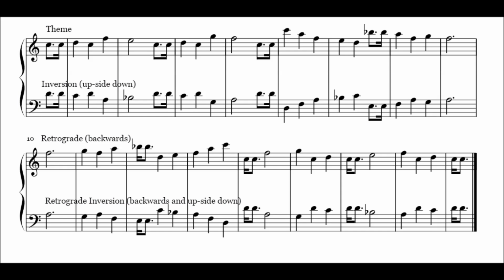And if you paid attention during physics lessons, you should know that placing an object in front of two perpendicular mirrors will result in a third mirror image, which is the combination of the two other reflections. This third reflection is called the retrograde inversion.